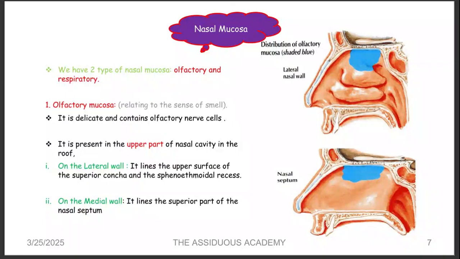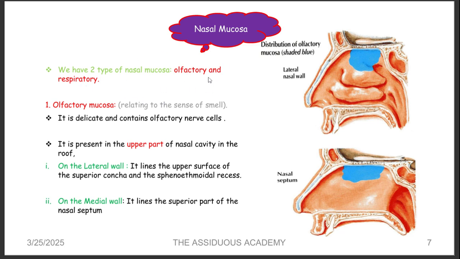When you look at the nasal cavity, it has got a mucosa. Mucosa is basically connective tissue, right? The soft, so like when you look at the mouth, because it is surrounded by epithelium. So the nasal mucosa has got olfactory and respiratory mucosa. Okay, we have got the olfactory and respiratory mucosa.